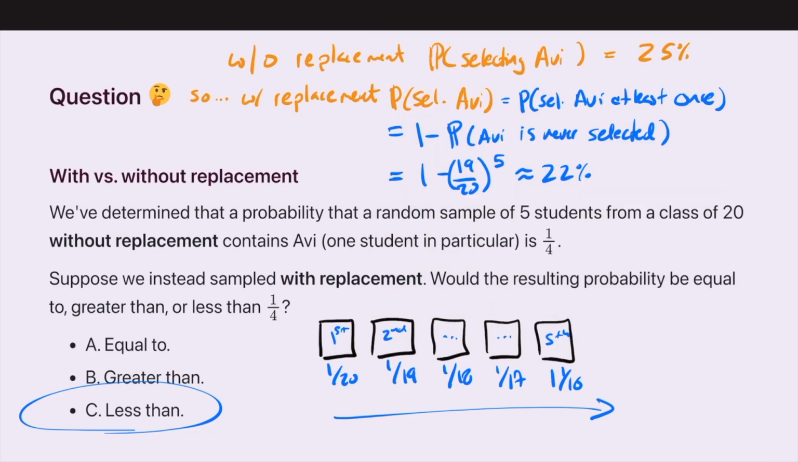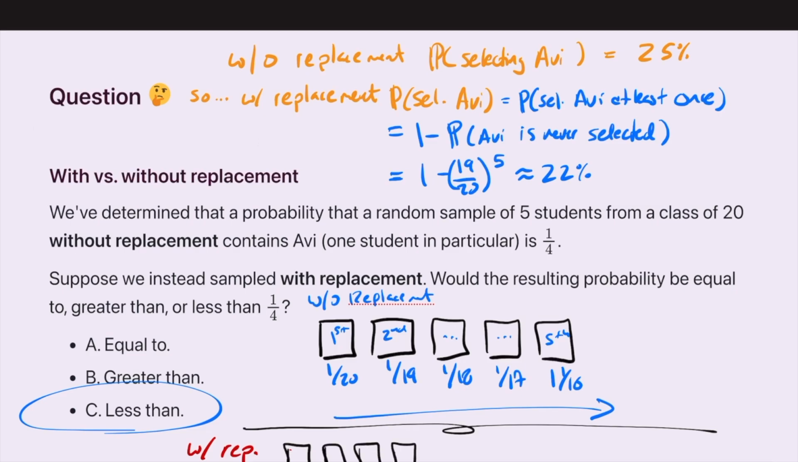So that's without replacement, and then when we have with replacement, every single trial, let's draw the same picture, 1, 2, 3, 4, 5. Every single one of them is 1/20th. Oh, we didn't pick Avi, put that student back in. Okay, now we have 1/20th again. Didn't pick Avi, put that student back in. 1/20th, we didn't pick Avi. Put that student back in. And so you can see every single one of these trials is always a 1 in 20 chance that Avi is picked, because we're always replacing the student that we picked and putting them back into the pool.